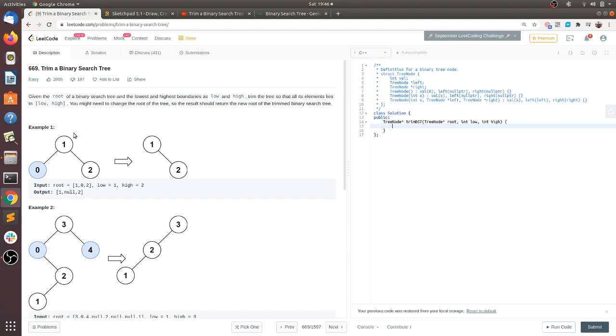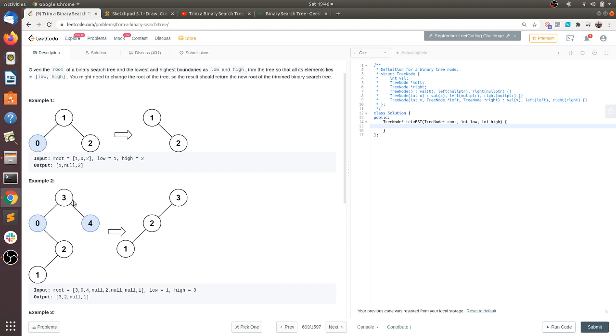Here's a binary search tree with 3 nodes, 0, 1 and 2, and the boundary they've given is 1 to 2. Now we have to trim or remove or discard all those nodes from the tree which do not fall in this boundary. That is 0, which is the only one in this example. So we remove 0 and this is the resulting BST.